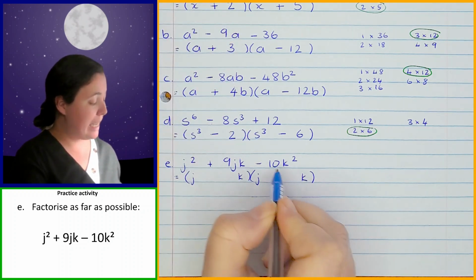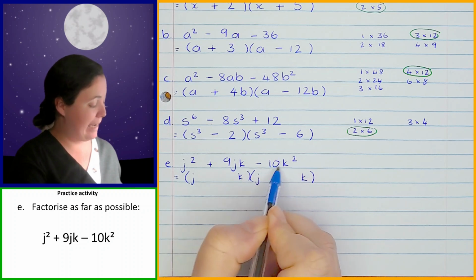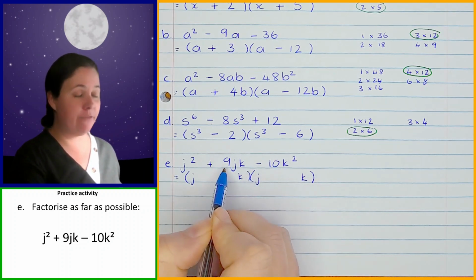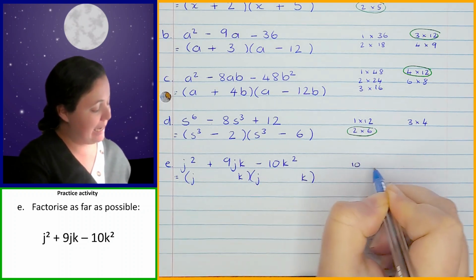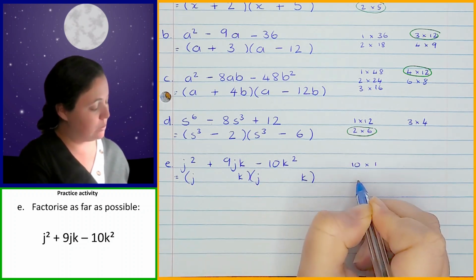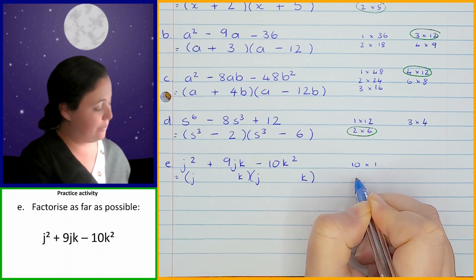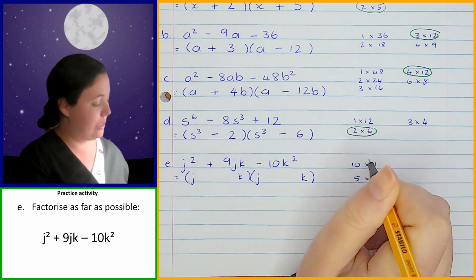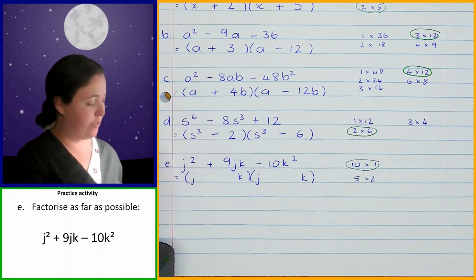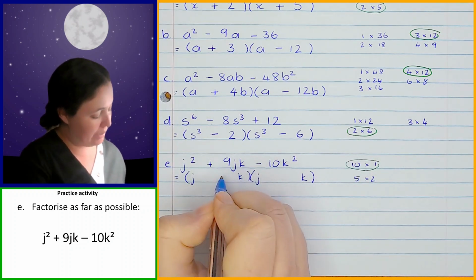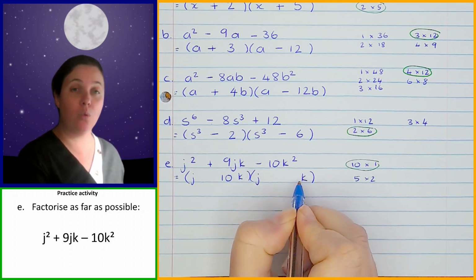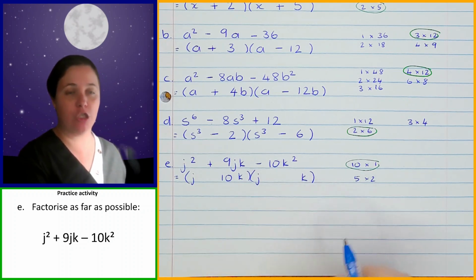Okay, now I need factors of 10 that I can subtract, because that's a negative, to give me 9. So obviously 10 and 1 will subtract to give me 9. And I also have 5 and 2 as another pair, but the pair that I'm going to be using is the 10 and the 1. That's what I'm using over there. Okay, so I'm going to have 10k and 1k. Now I don't need to write the 1 because 1k is the same as just k.